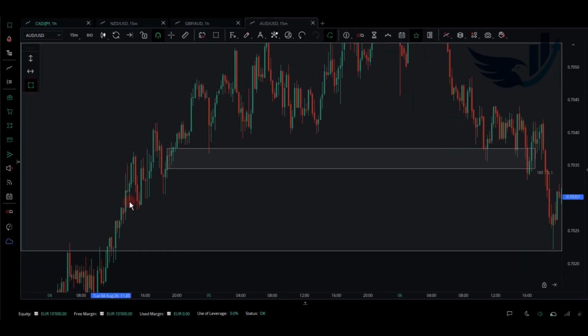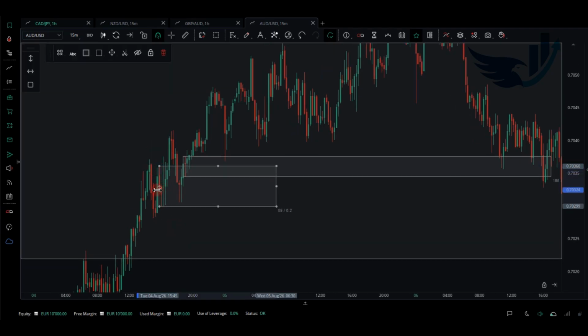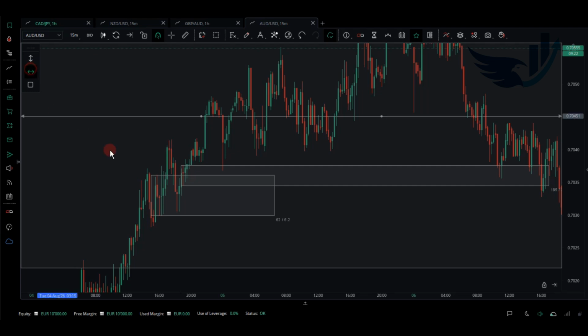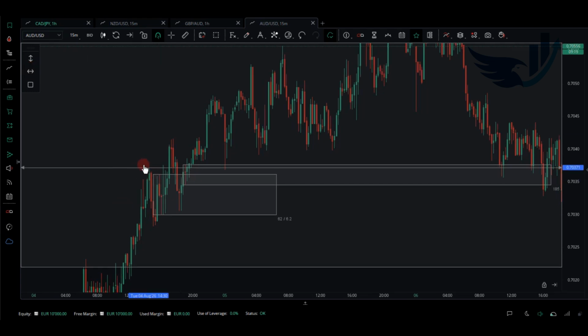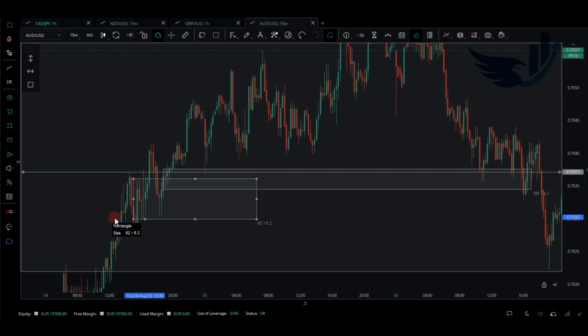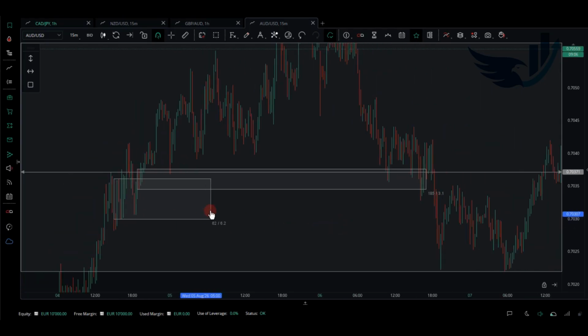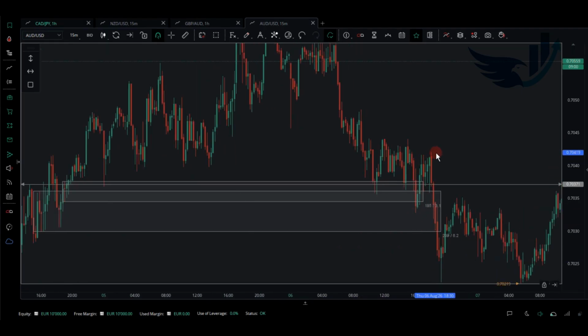Also here, I can see one more king. The same happened here. First, it broke the previous king that we had here. Also, it held the price. The price came back and consumed the left orders that we had inside the king. Again, if you extend the box, you can see we have a reaction.